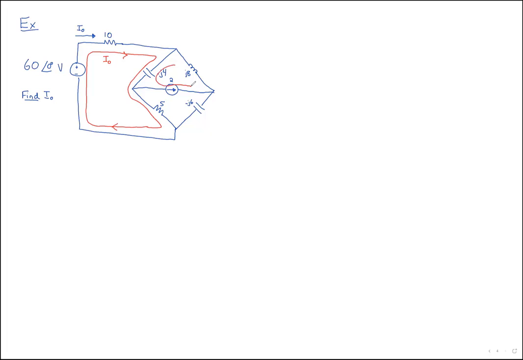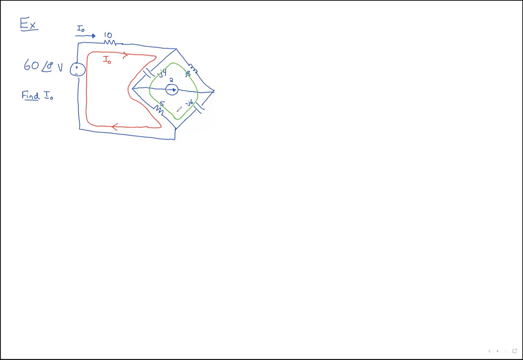At first blush, it looks like there's going to be 3 meshes, right? Except for the fact that we have this current source in the middle that's shared. So we have to get rid of that mesh and somehow create a super mesh whenever you've got a shared current source. And that super mesh cannot include that shared current source. So here's our other mesh that we're going to do. In fact, I'm going to draw that in a different color just to make it clear.